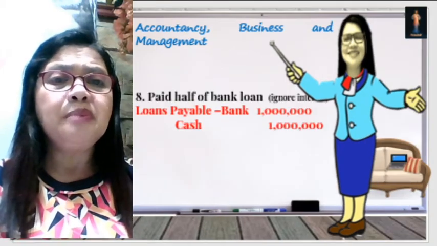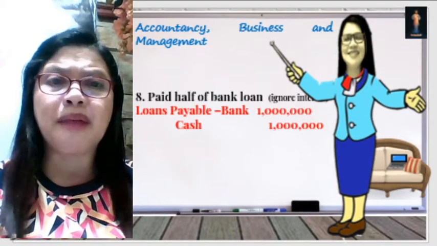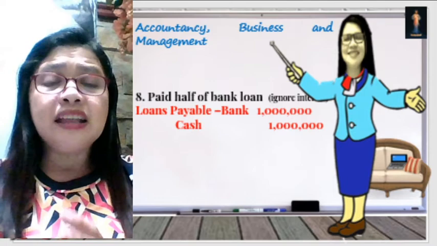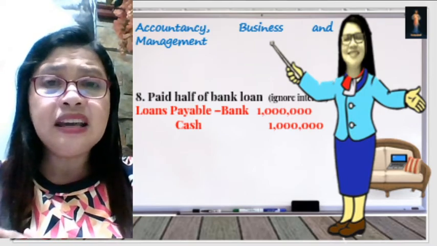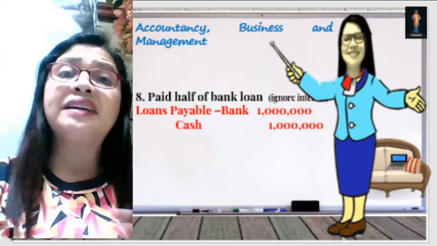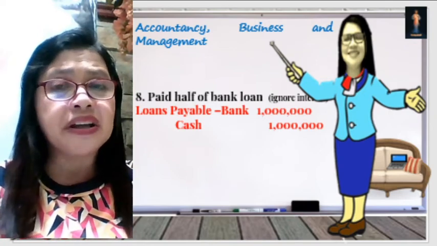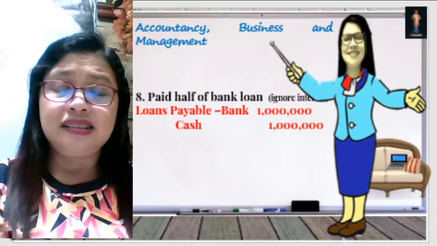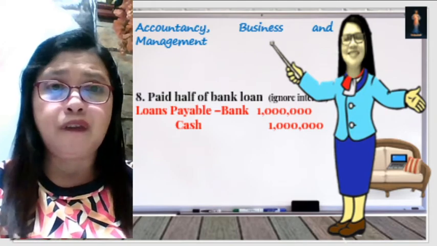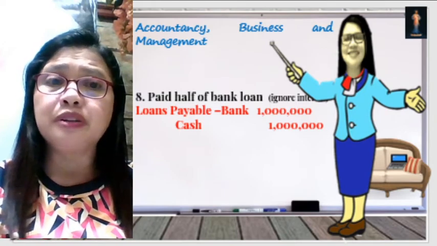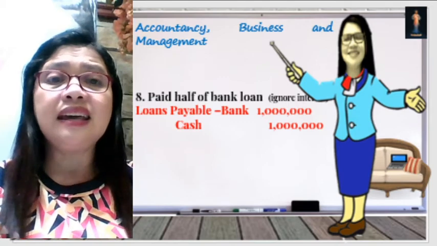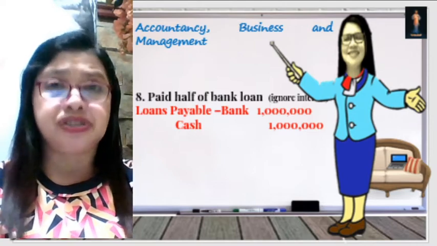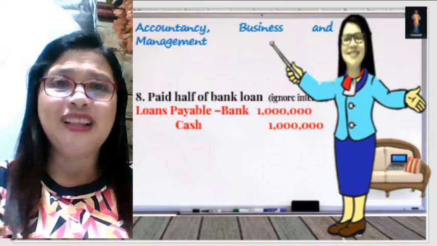Next, we have you paid half of a bank loan. How much was the bank loan? I think it was 2 million. So when you paid half of the loan, that means your existing liability, which is a credit normal balance, was decreased by a certain amount. To decrease your liability, again, what do you do? Correct. You debit your liability account by half. So you debit loans payable to the bank 1 million, and then because you paid money to the bank, you reduced your cash account by 1 million.